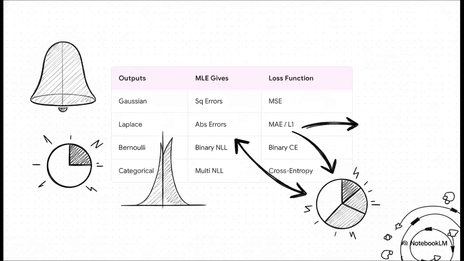If you assume Laplace noise, with those heavier tails, MLE gives you the sum of absolute errors, dictating mean absolute error or L1 loss. If your output is a binary coin flip, a Bernoulli distribution, you get binary negative log likelihood, which is perfectly identical to binary cross-entropy. And for multi-class categorical data, you get standard cross-entropy. The choice of likelihood mathematically mandates your specific loss function. They're all the exact same mechanism, just viewed through slightly different lenses.